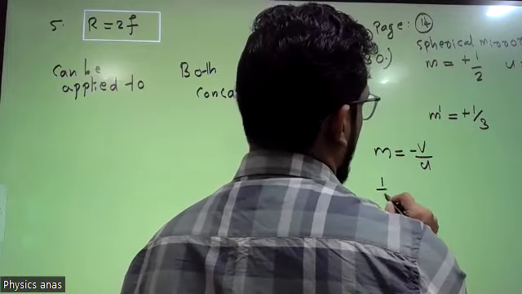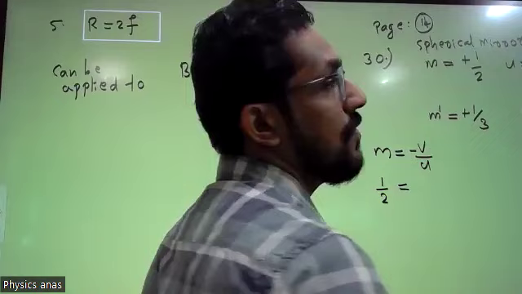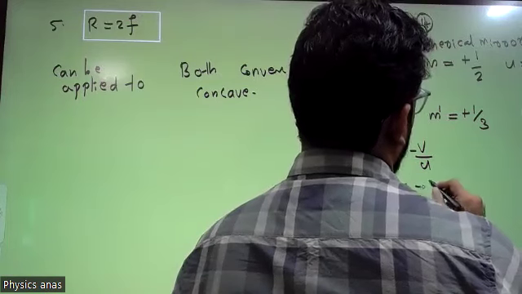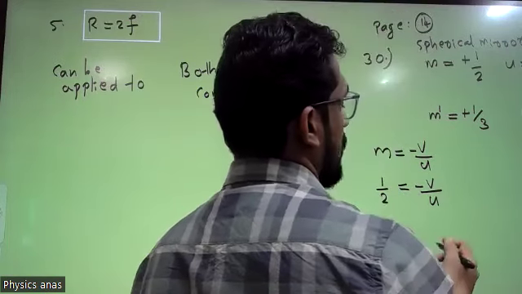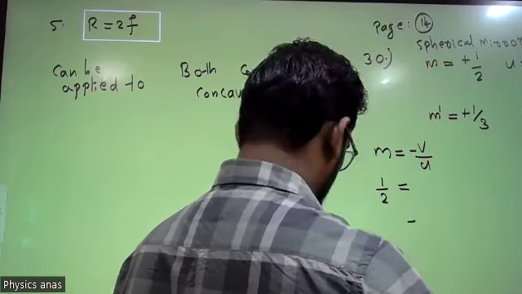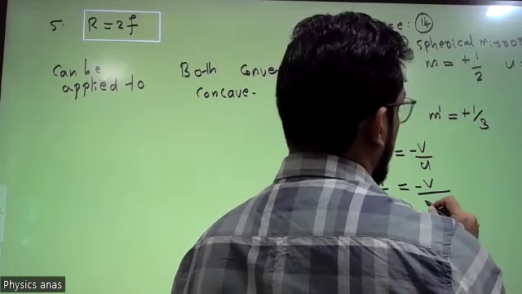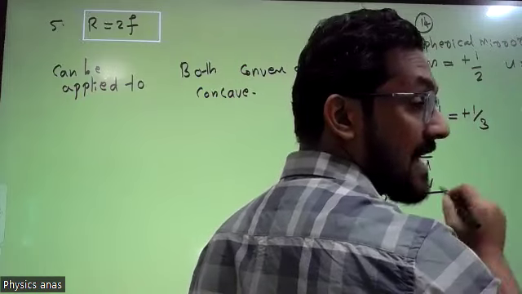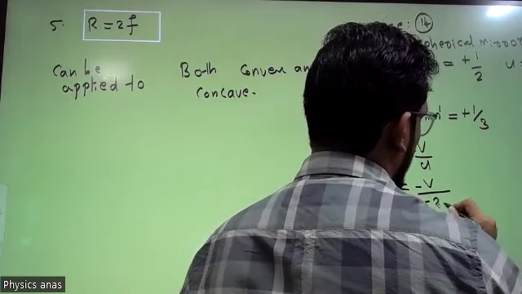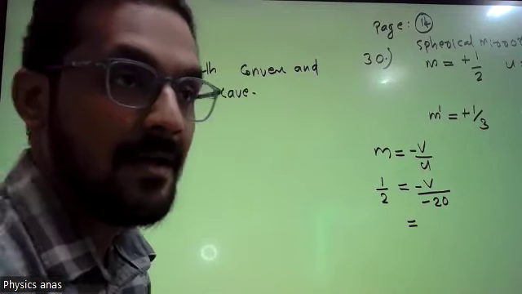The magnification is plus 1 by 2 here, right? That will be minus v by u. So minus v by u is magnification, and what is the value of u? You have to take u as negative. Instead of u, you can just write minus 20. Then v by 20 is the answer.